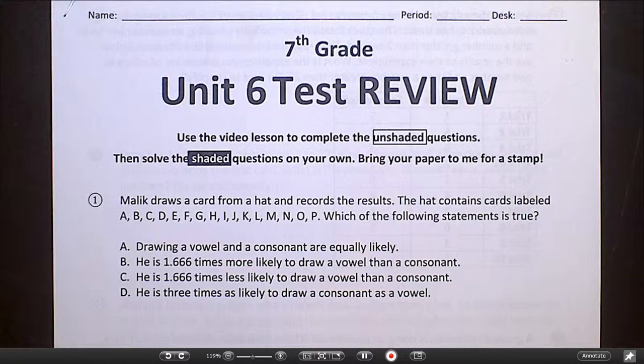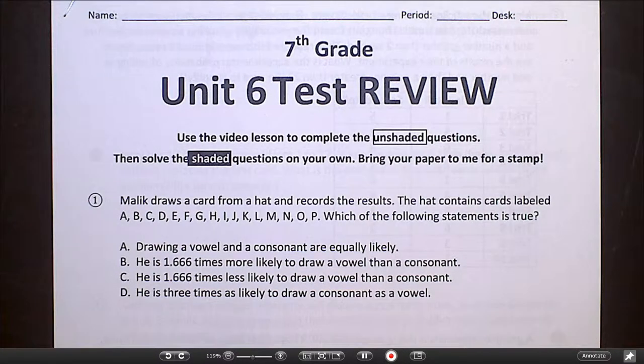So you'll watch the unshaded question with me, pause the video, and work out the next question on your own before moving on. Okay, let's look at number 1. Malik draws a card from a hat and records the results. The hat contains cards labeled A, B, C, D, E, F, G, H, I, J, K, L, M, N, O, P. Which of the following statements is true?